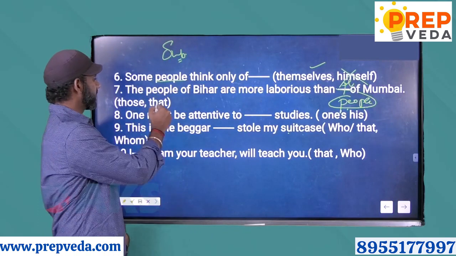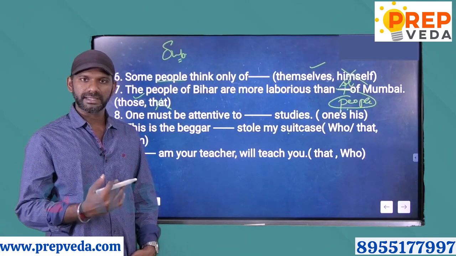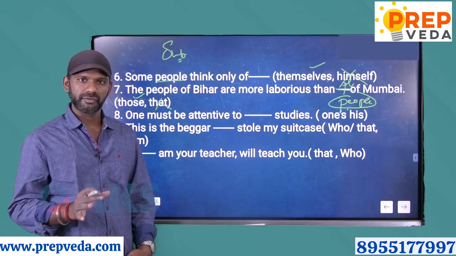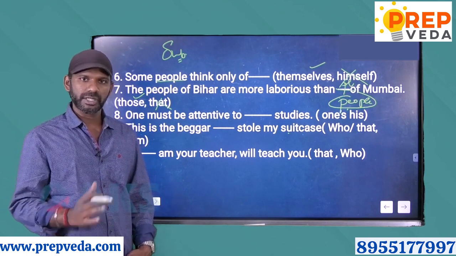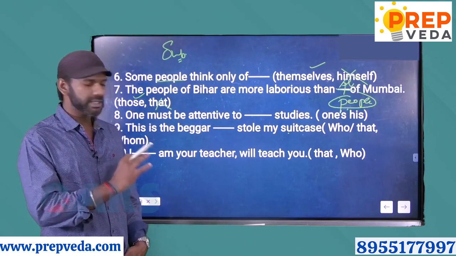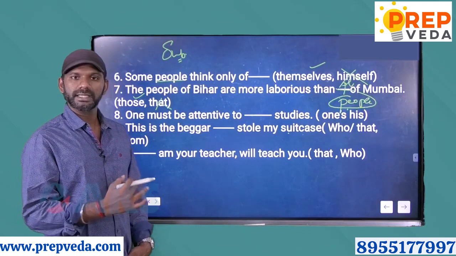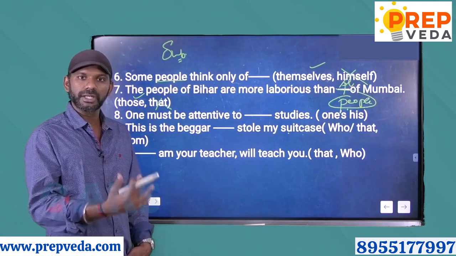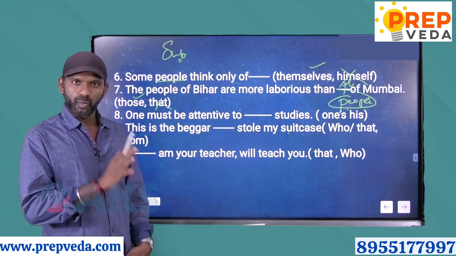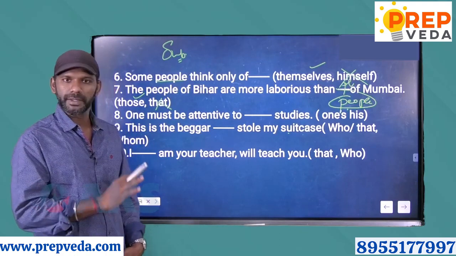Based on that, that is eliminated. It must be those. This and that are singular pronouns. These and those are plural pronouns. A singular pronoun can refer only to a singular noun, and a plural pronoun can refer only to a plural noun. So the correct statement must be, the people of Bihar are more laborious than those of Mumbai. That means the people of Mumbai, right? So the two entities getting compared in this sentence are, one entity is the people of Bihar and the other entity is the people of Mumbai.